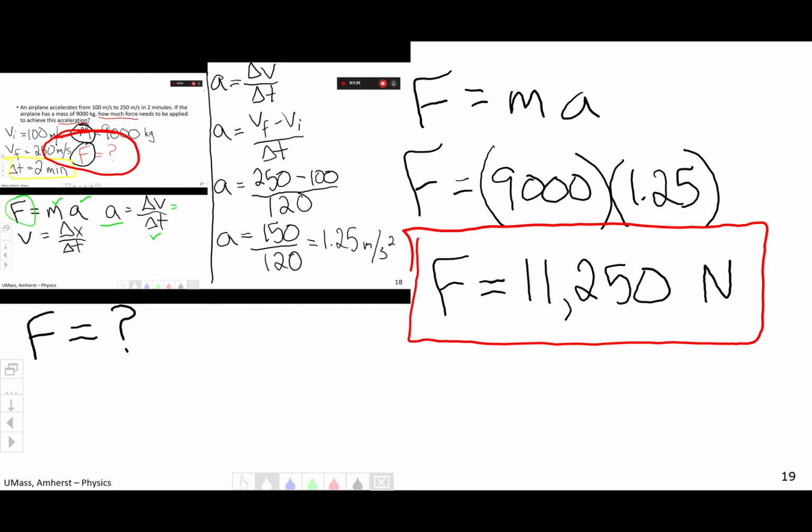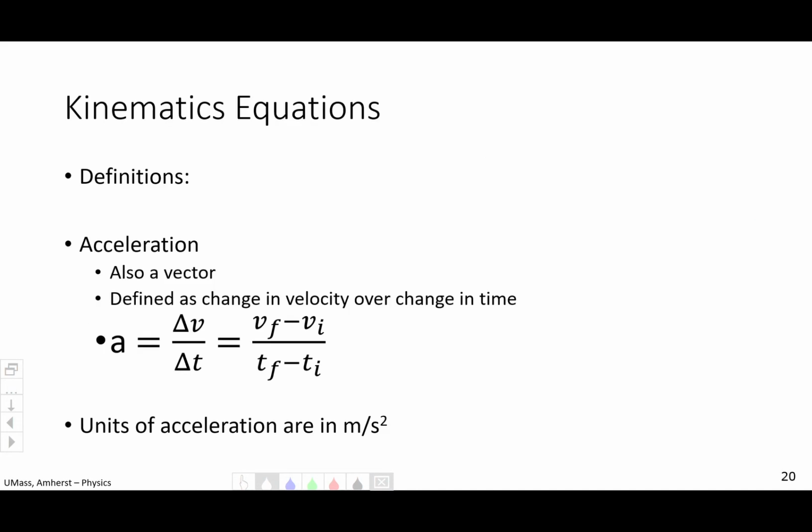All right, next. So since I just used that particular formula, I suppose it's important to actually get it down visually.